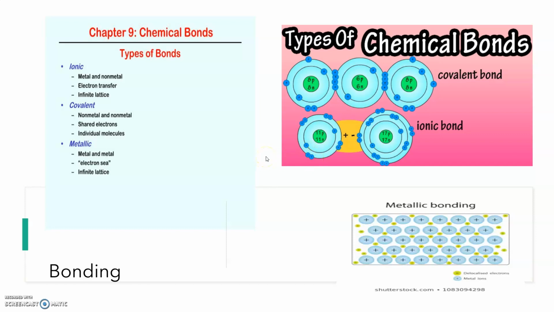At this point, you should know that the three types of bonds are ionic, covalent, and metallic. Keep in mind that an ionic bond is between a metal and a nonmetal. The metal will be the cation, and the nonmetal will be the anion. Covalent compounds are between two nonmetals. The ionic compound is from the transfer of electrons, cation to anion.